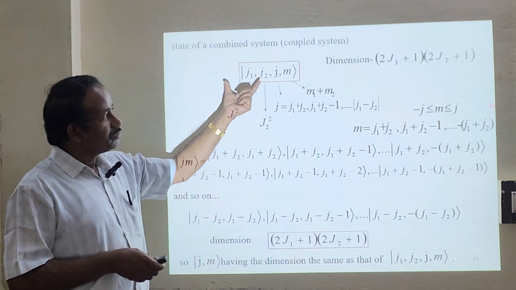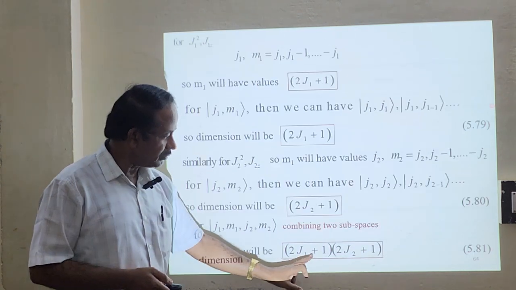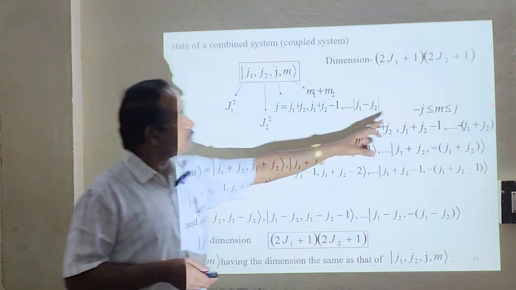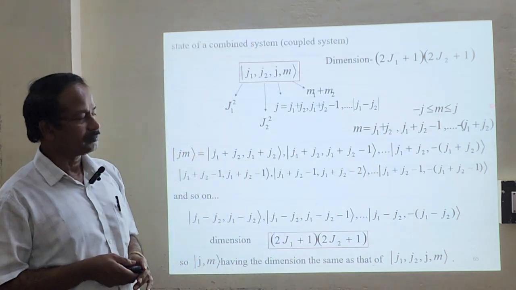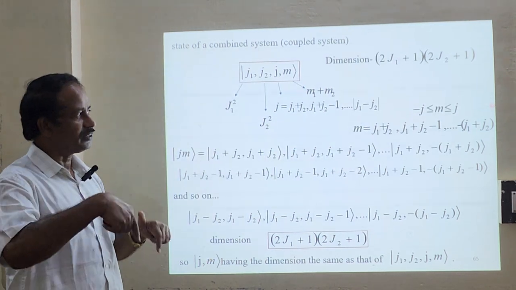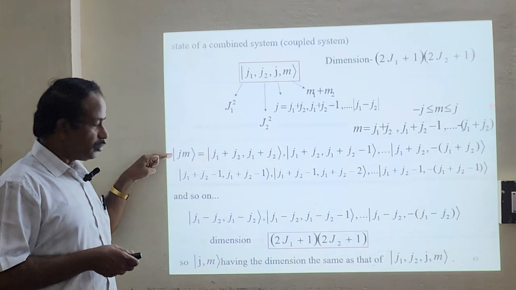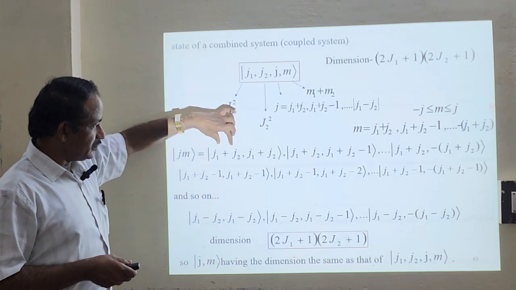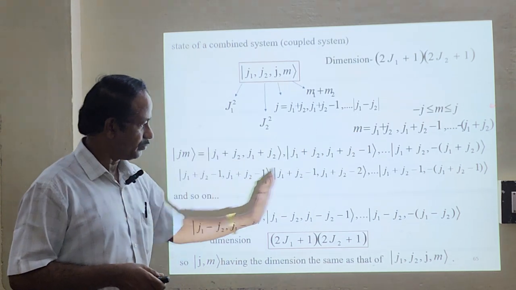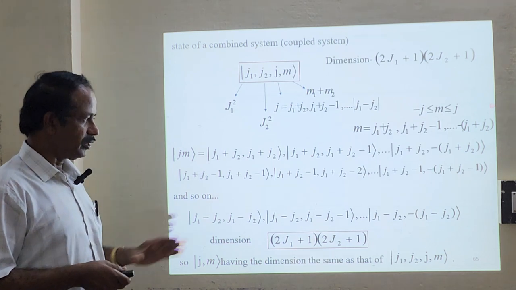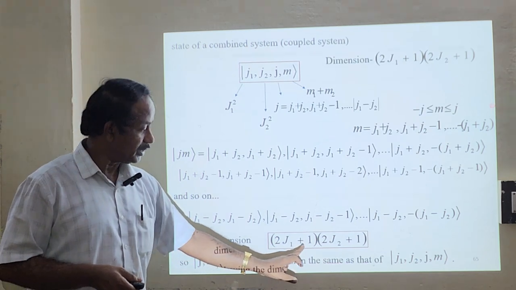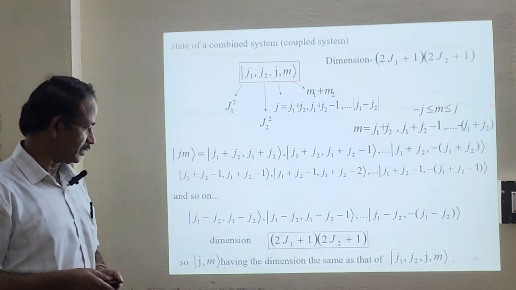Your total dimension will be, as I said just now, the product of these two. And your m goes from minus j to plus j. Your ket jm means j1 plus j2, then j1 plus j2 minus 1, and so on up to here. The total dimension will be 2j1 plus 1 multiplied by 2j2 plus 1.